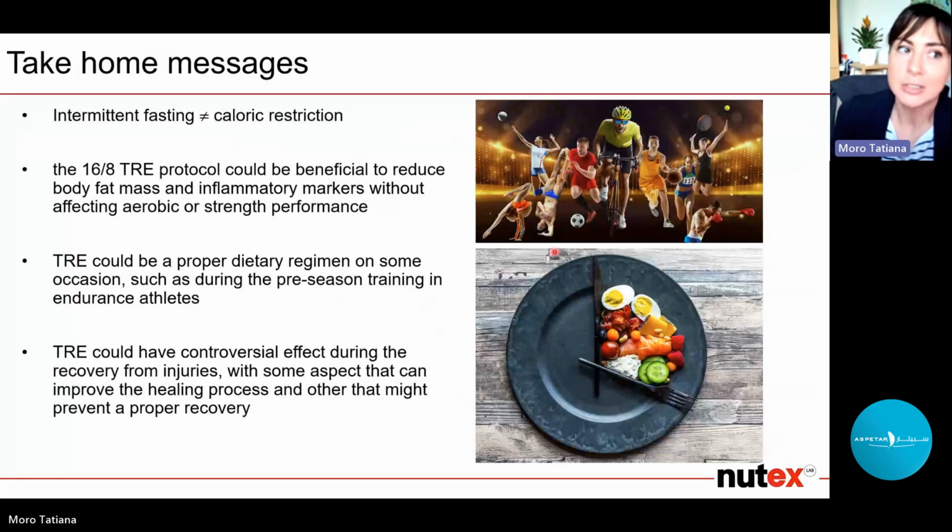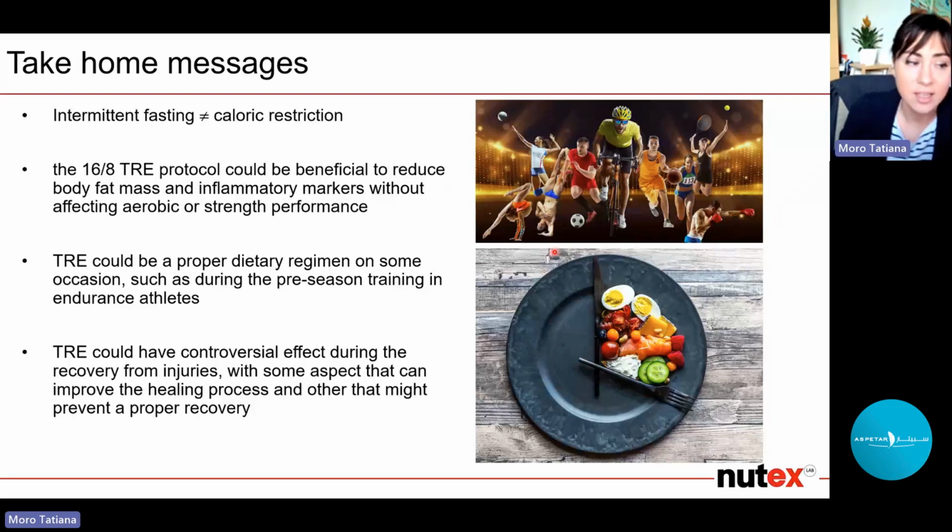So going to the end, my take-home messages for you today are that intermittent fasting can be performed in different ways, but it's not always synonymous with caloric restriction. The time-restricted eating, especially the 16-8 protocol, could be beneficial in athletic performance because it improves body composition without affecting aerobic strength performance. And it could be useful, especially for some athletes in the pre-season, for example, training to try to preserve their immune system and reduce inflammation.